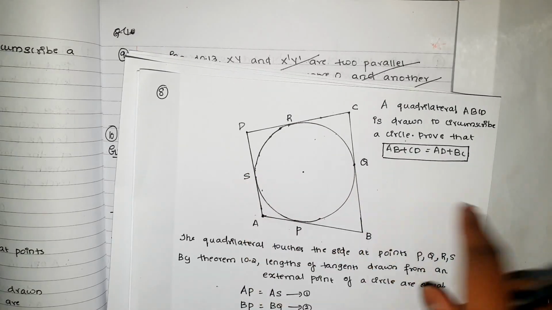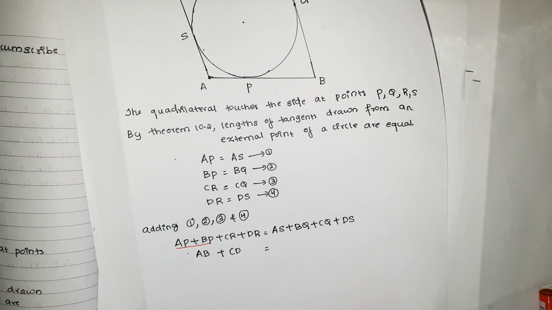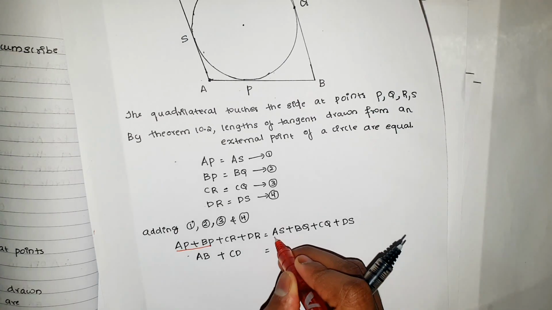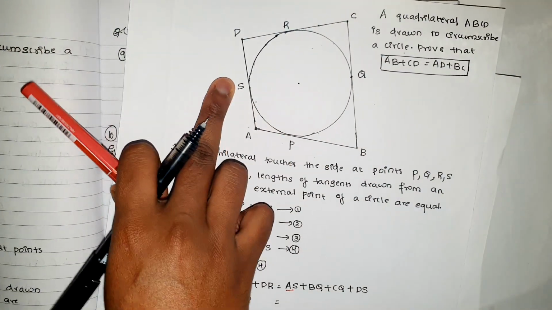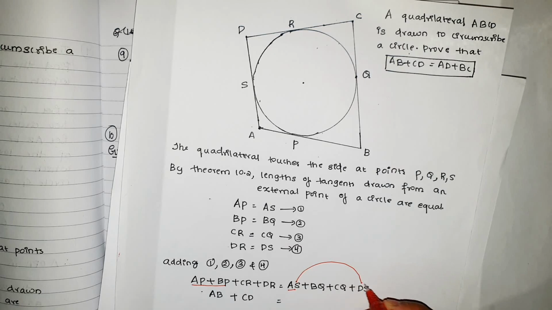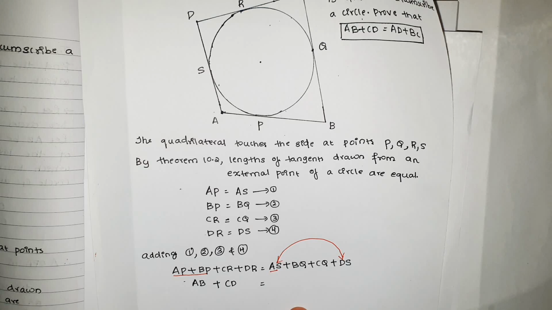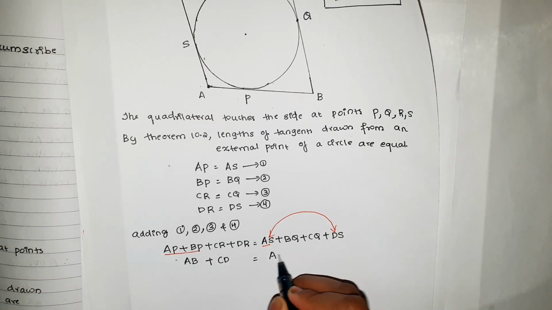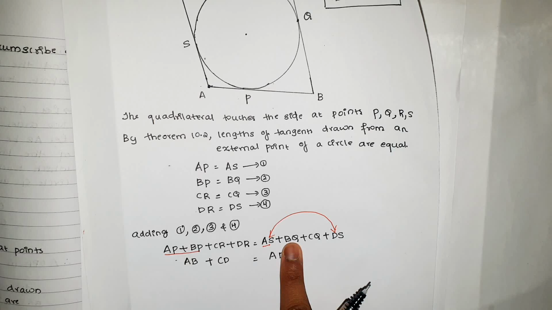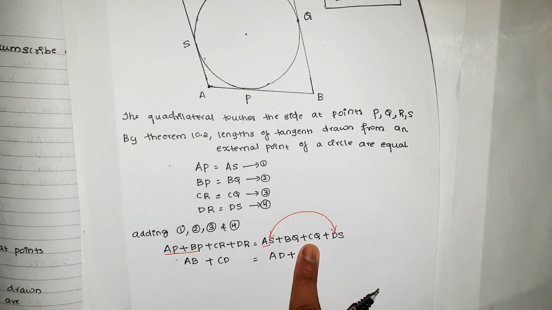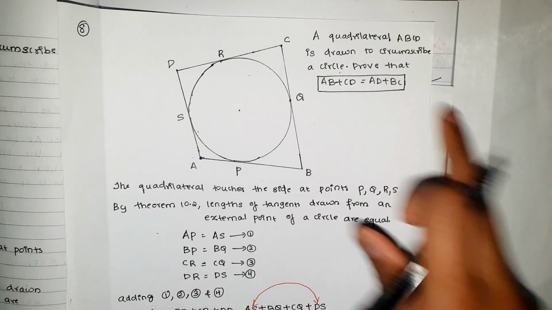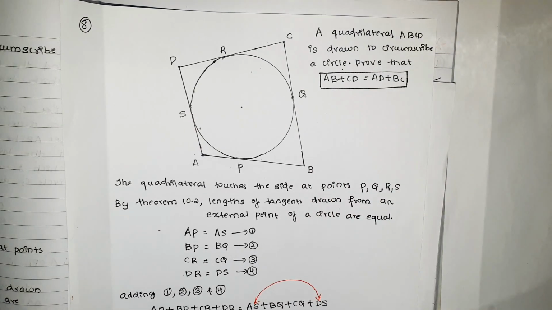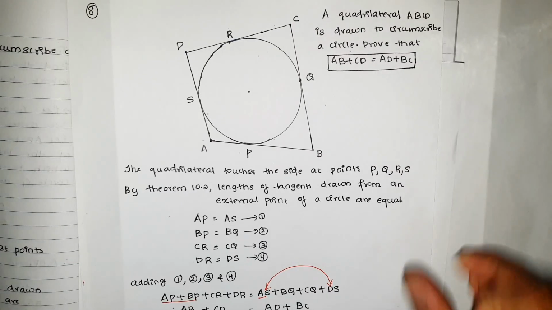Let us pair this AS with some other. So, I am taking AS and DS. So, what is AS plus DS? AS plus DS is AD. What is remaining? BQ plus CQ. What is BQ plus CQ? That is equal to BC. Hence, we proved AB plus CD is equal to AD plus BC. This is a very easy question. Hence, proved.